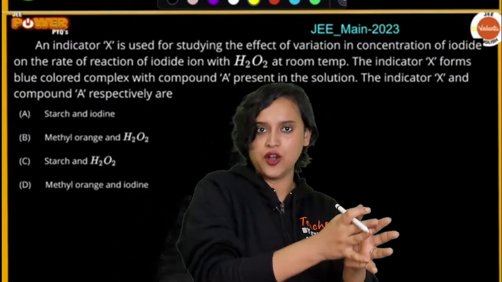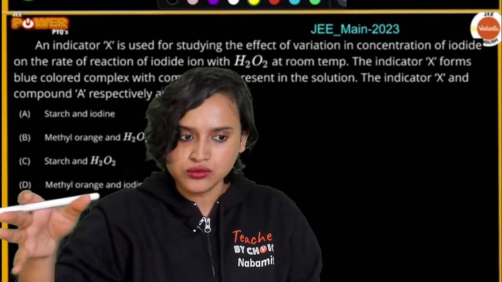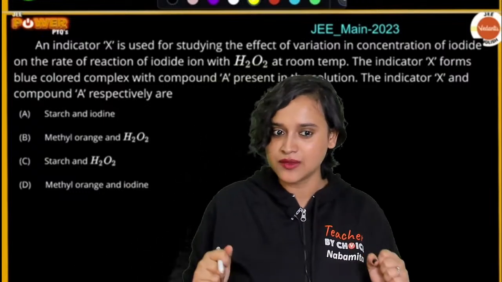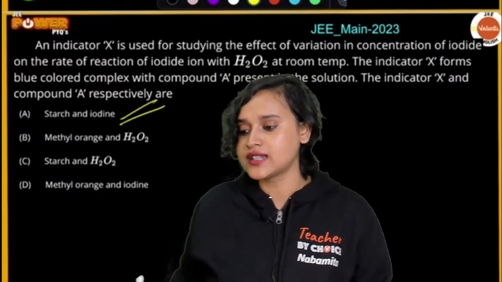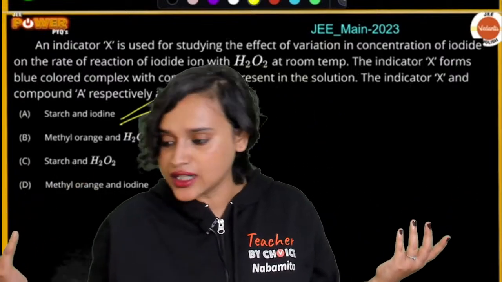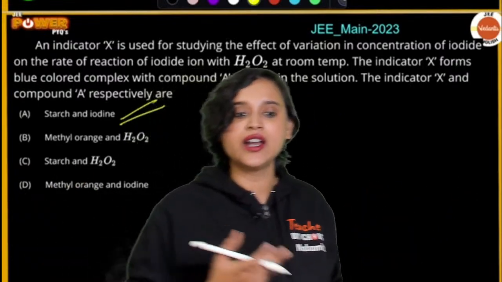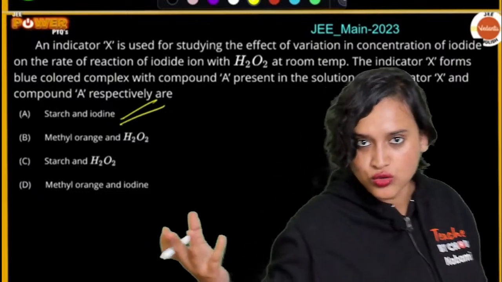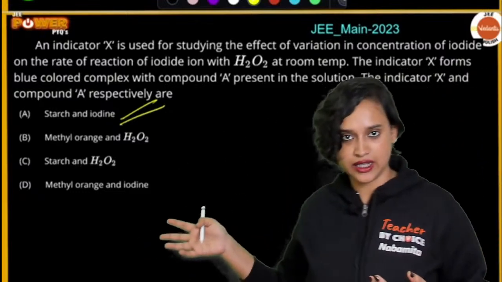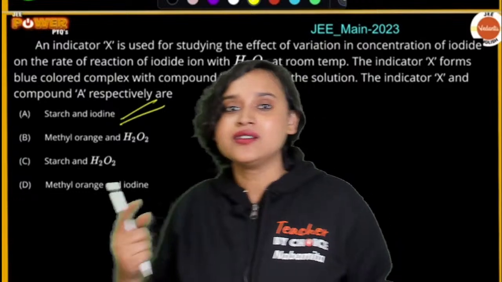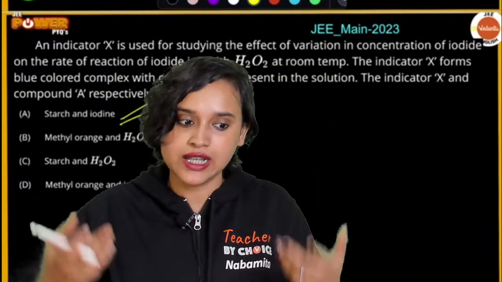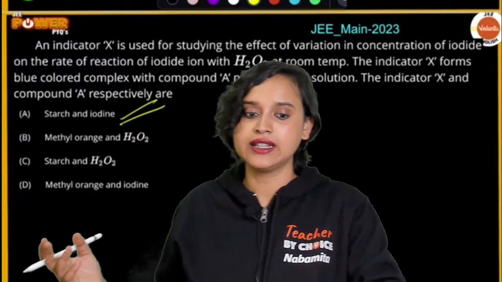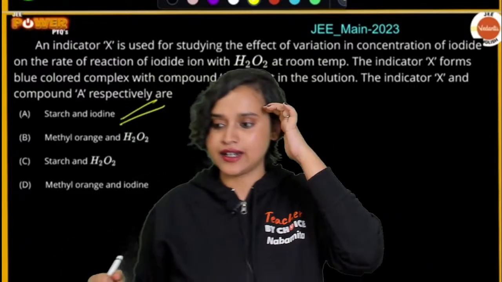So iodide ion is basically oxidized to I2, which gives you a blue color when it reacts with a starch indicator. So obviously option A, starch and iodine. Iodide ion is oxidized to I2, and when do you get the blue color? When iodine reacts with starch. So yes, that is the correct answer, everybody.